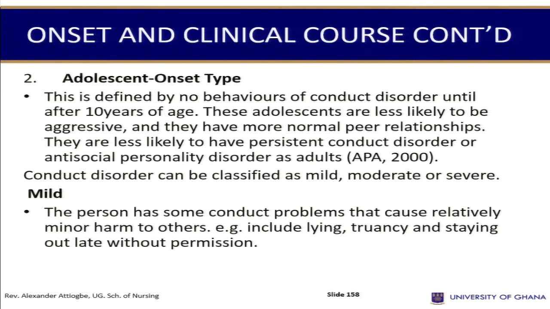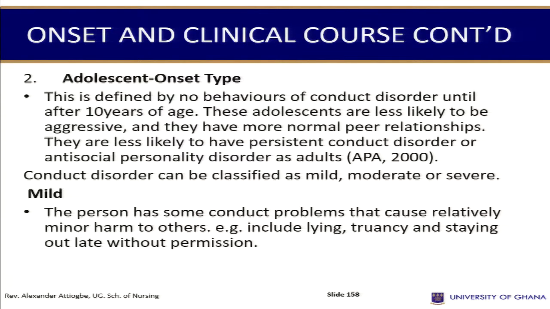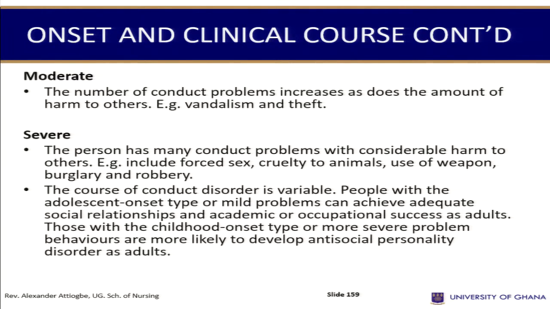Let's look at mild conduct disorder. The person has some conduct problems that cause relatively minor harm to others. Examples include lying, truancy, and staying out late without permission. Moderate conduct disorder. The number of conduct problems increases as does the amount of harm to others. Example, vandalism and theft. Then we have severe conduct disorder.